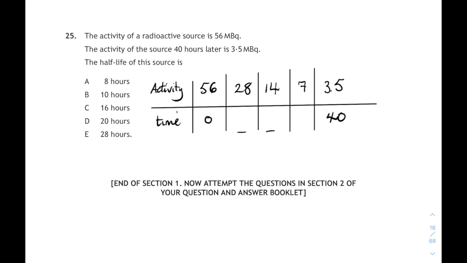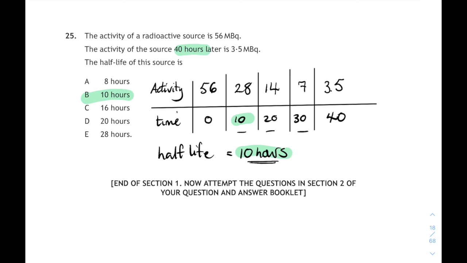So let's fill in the gaps. It'll be 10, 20, 30, 40. So how long did it take to fall to half its original value from 56 down to 28? That took a time of 10 hours. So the half-life of the source is 10 hours. And that corresponds then to answer B, 25B.